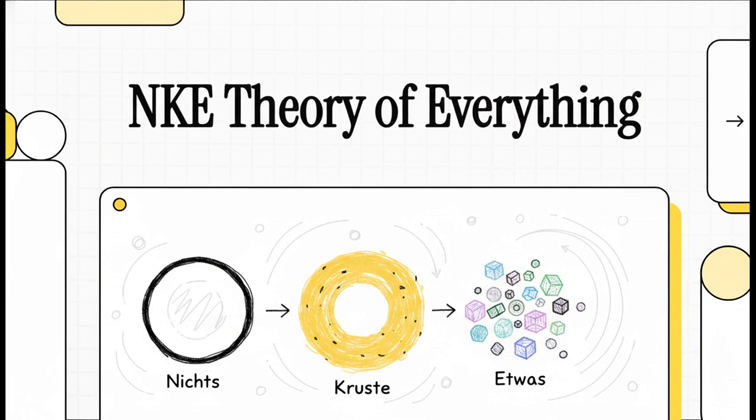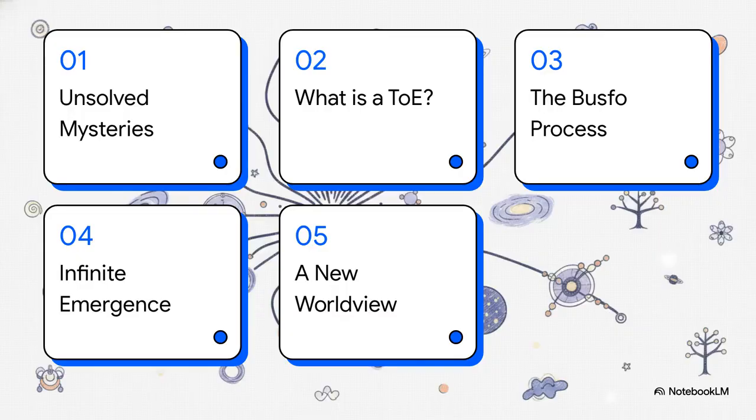And here's the kicker. He does it not by using incredibly dense, complex mathematics, but by starting from literal absolute nothingness. To keep all this highly abstract material grounded, we're going to play detective a bit today. We'll be following a clear path. First, the unsolved mysteries of physics. Second, what actually is a theory of everything. Third, the boostful process explained. Fourth, building a universe through infinite emergence. And finally, number 5, an entirely new worldview.